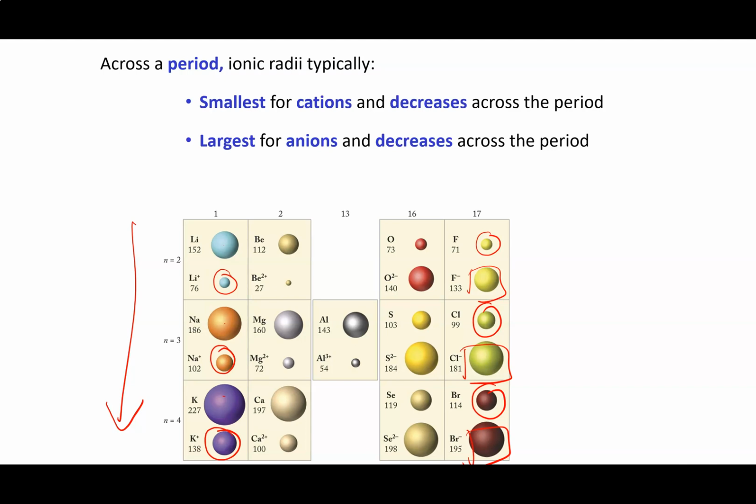Now as we go across a period, what do we see? Well, we see that in any given period, the anions in that period are always bigger than the cations. We see that the cations do decrease as you go across the series of cations, and we see that the anions also decrease as we go across the series of anions. So it's a little more complicated, right? But the important thing to recognize is in any given period, the anions are always bigger than the cations. The cations decrease in their own sequence across that period, and then the anions also decrease in their own sequence across that period.